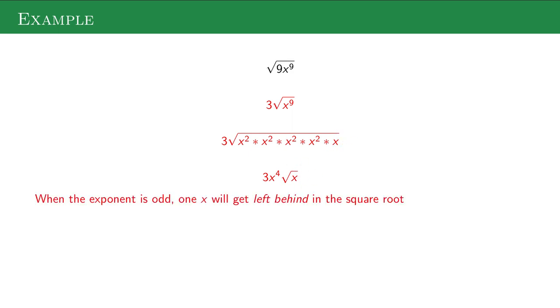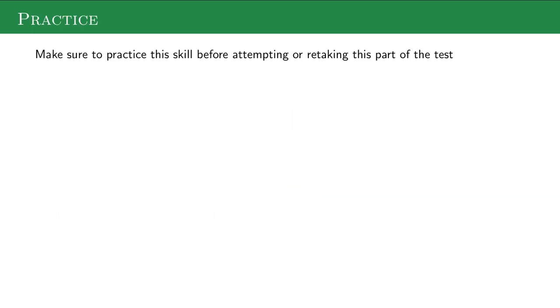If the exponent's odd, one x will get left behind in the square root because it doesn't have a partner to match up with. 9 divided by 2 is 4.5, so that's where the 4 is coming from, and there's one little one left over. So this is going to help you simplify square roots when there's a variable involved.